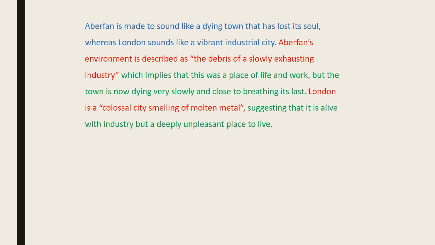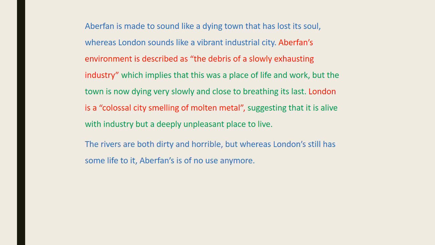Now, one paragraph is not enough. I need to show I can do this twice. So I start with another statement, and that's my second point of connection that I made. So the rivers are both dirty and horrible, I pointed out, but, and there's my whereas again, whereas London still has some life to it, Aberfan's is of no use anymore. And once again, I'm not talking about what the writer is saying. I'm talking about the river in London as far as I understand it from having read that. I'm talking about the river in Aberfan as far as I understand it from having read that source.